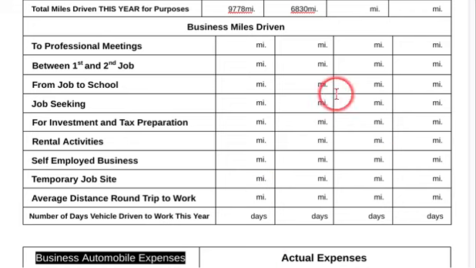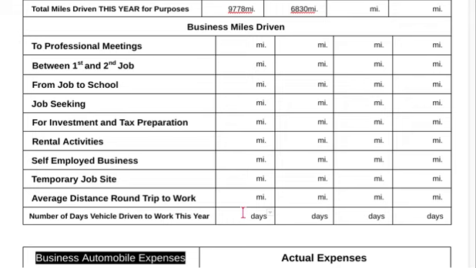If you can't, it's okay. And then you're gonna put the amount of days that the vehicle was driven for the year. Okay? And just remember it's 365 days in a year. So yeah, see how many days that your car was on the road.